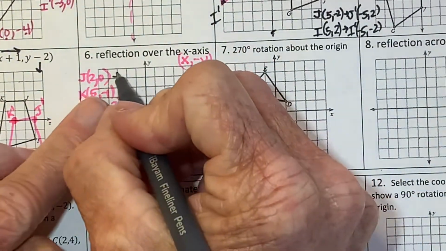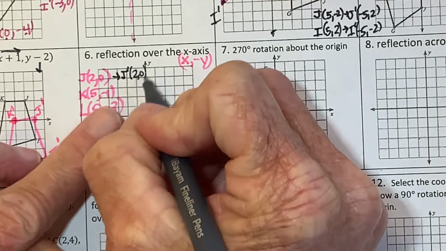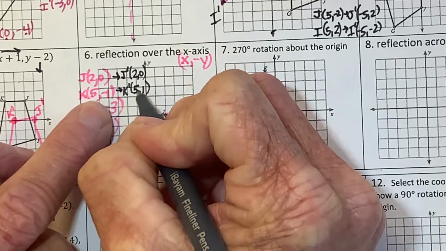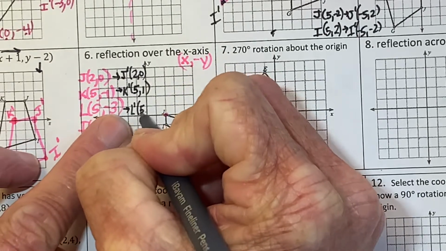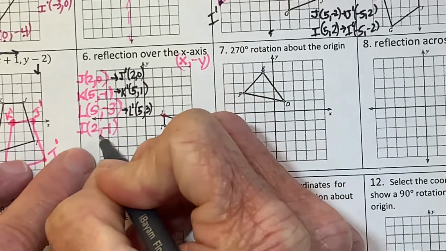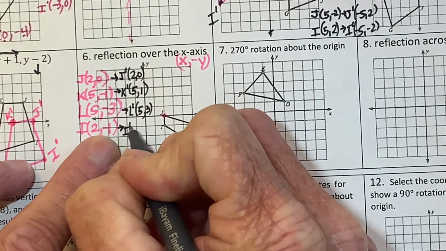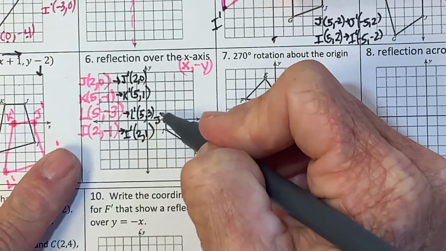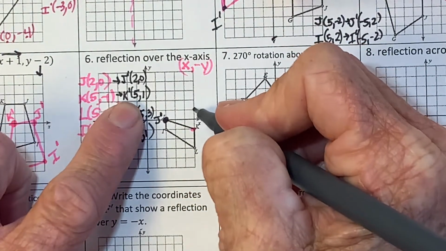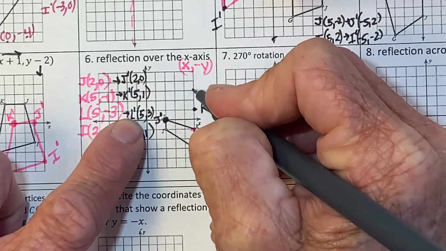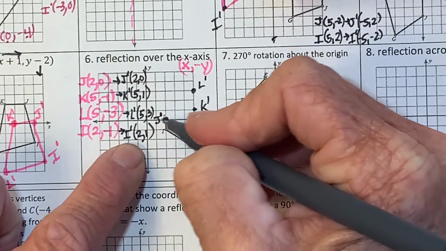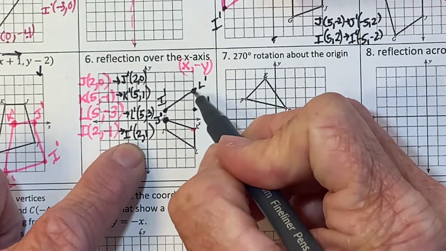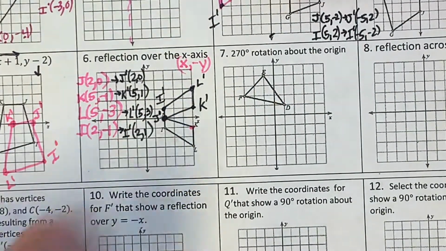So J prime will stay 2, 0. K prime, x stays the same, 5, y will become positive. L prime, x stays 5 and y becomes positive, and then I prime, x stays the same and y becomes positive. So 2, 0 is here. This point is also J prime. 5, 1 is here for K prime. 5, 3 is up above it at L prime, and 2, 1 will be here for, I guess that's I prime. Just having a little trouble reading the letters, but there you go.